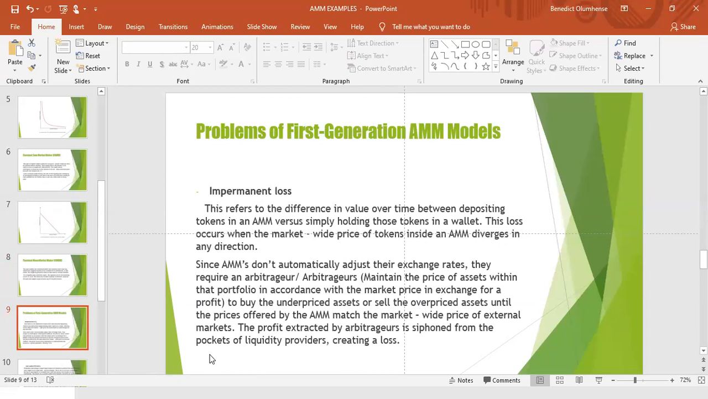And because these are all first generation automated market maker models, we have issues with them. Because of course all first generation things do have challenges. They are not full functionality yet. They are in market one. So one of the challenges of the first generation model is impermanent loss, and this refers to the difference in value over time between depositing a token in an AMM versus simply holding the token in a wallet. What do I mean by difference in value over time? Depositing tokens in versus holding tokens in the wallet, right?